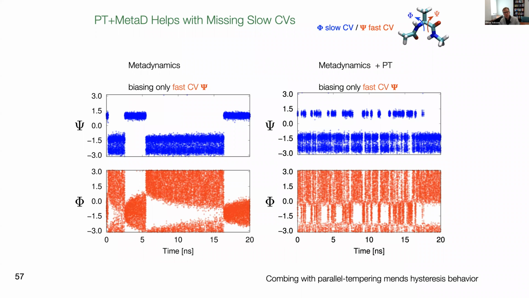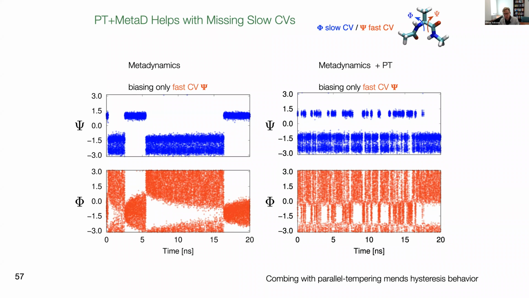So this is an example here: this is metadynamics biasing only the fast collective variable. And here we combine it with parallel tempering. You can see that due to the transitions from parallel tempering, we get much better behavior of the system, and we can converge it much better. Okay.